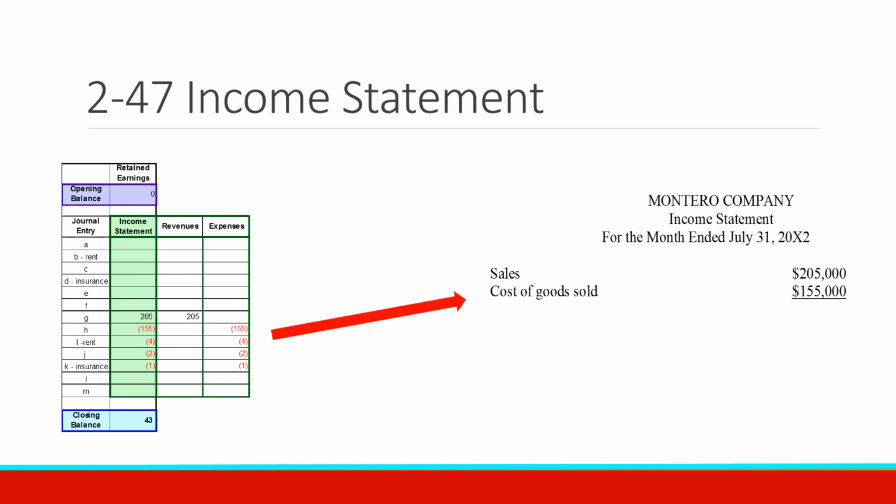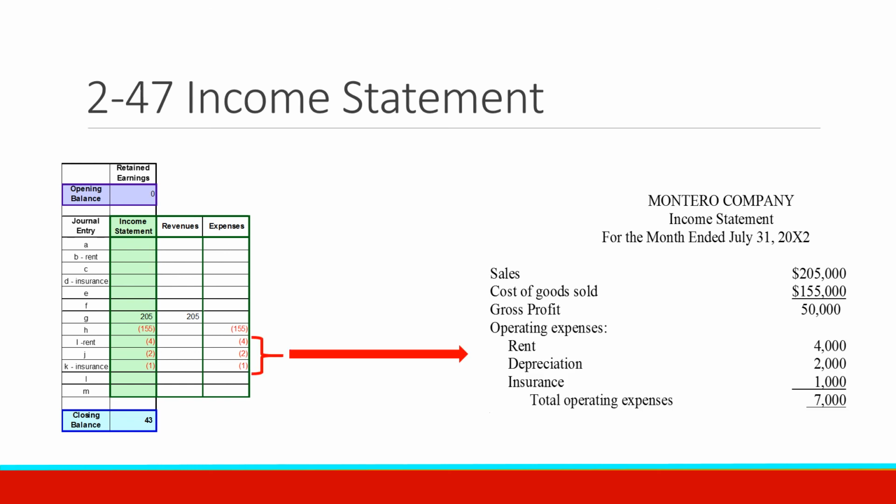The next part we're going to add to the income statement is the cost of goods sold. So that was activity H of $155,000. We now have the option of offering a subtotal called gross profit, which is sales minus cost of goods sold. It is often displayed in a well-prepared multi-step income statement.